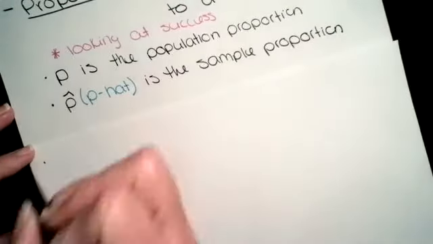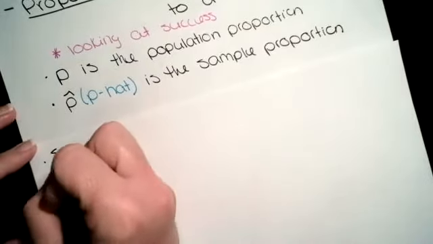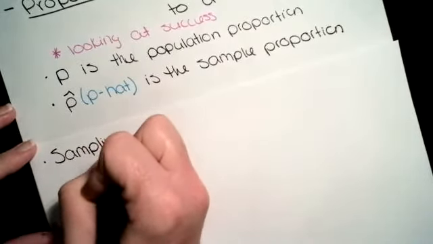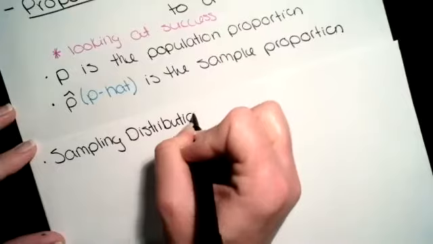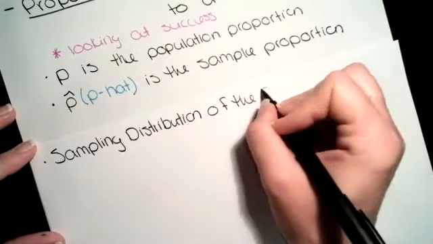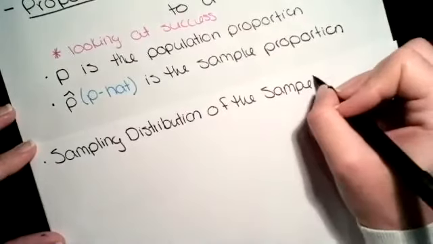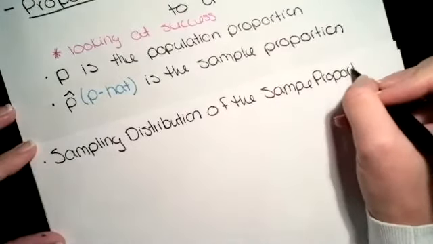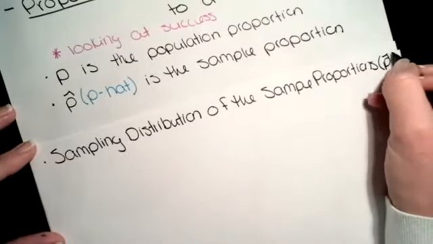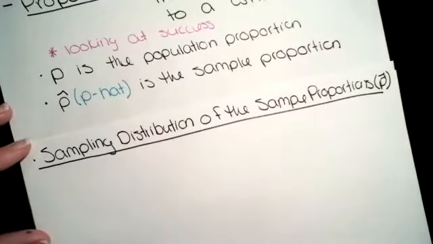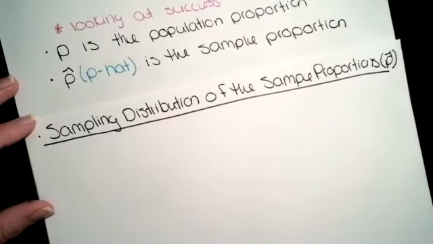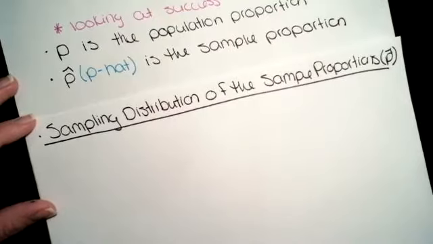Okay. So this is called the sampling distribution of the sample proportions, which is p hat. I'm going to start running out of room here. Okay, so let's take a look at what we can expect from the sampling distribution of my p-hats, and we'll get into p-hat a little bit more.